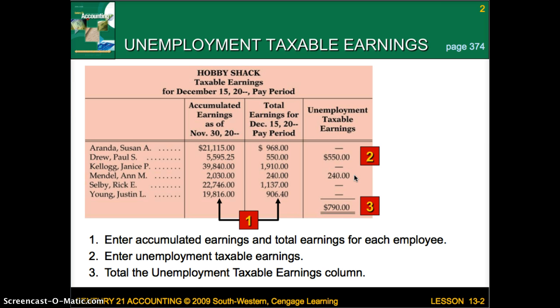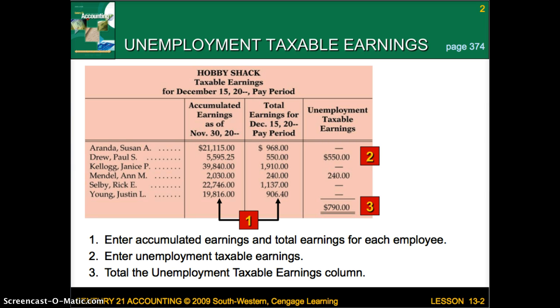One thing that is maybe hard for students to understand is this is a percentage rate that is different for federal and for state. So the federal unemployment tax rate that we're going to be looking at is 0.8%, and the state unemployment tax rate is 5.4%. So federal unemployment is paid by your employer. That is not something that the employee pays, that's something that the employer pays.